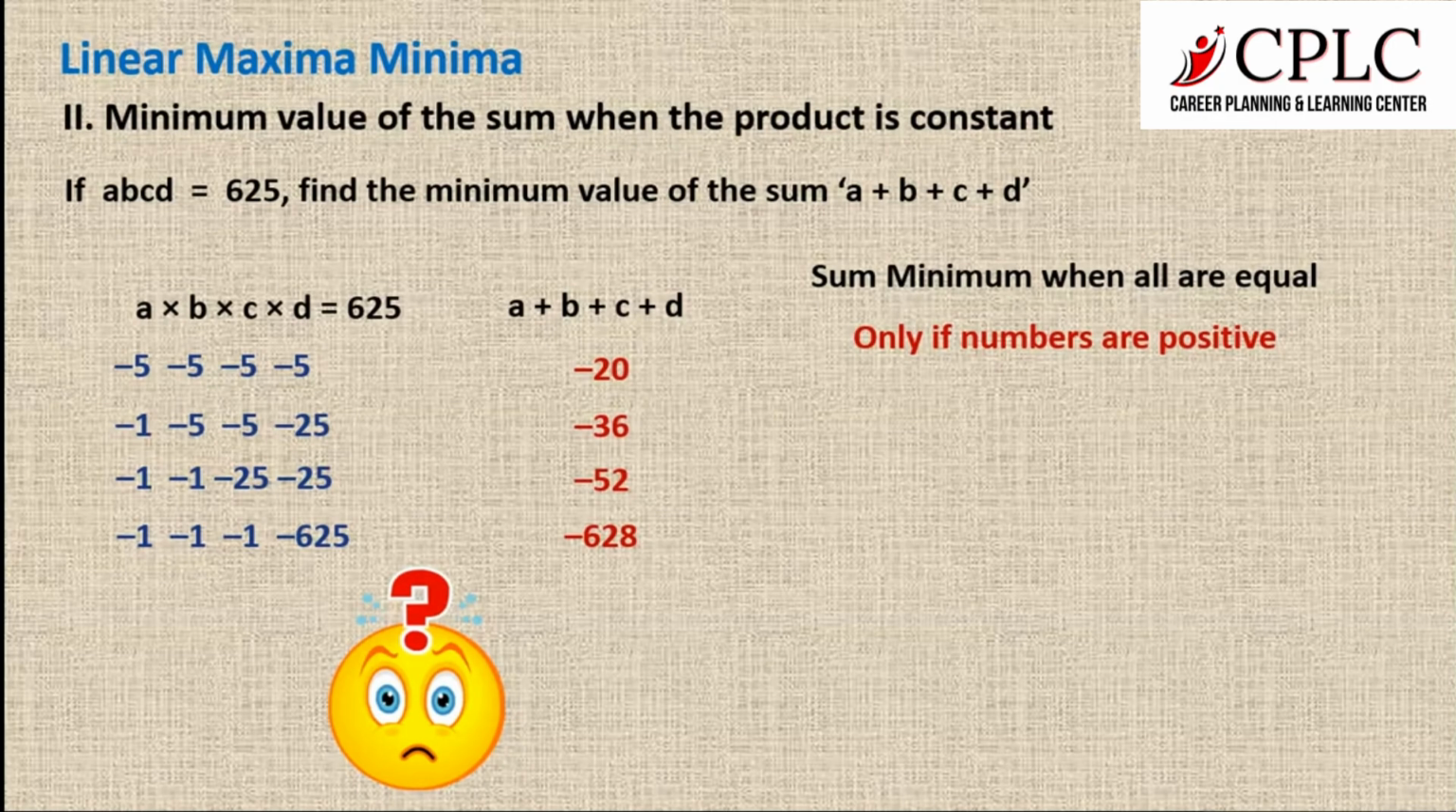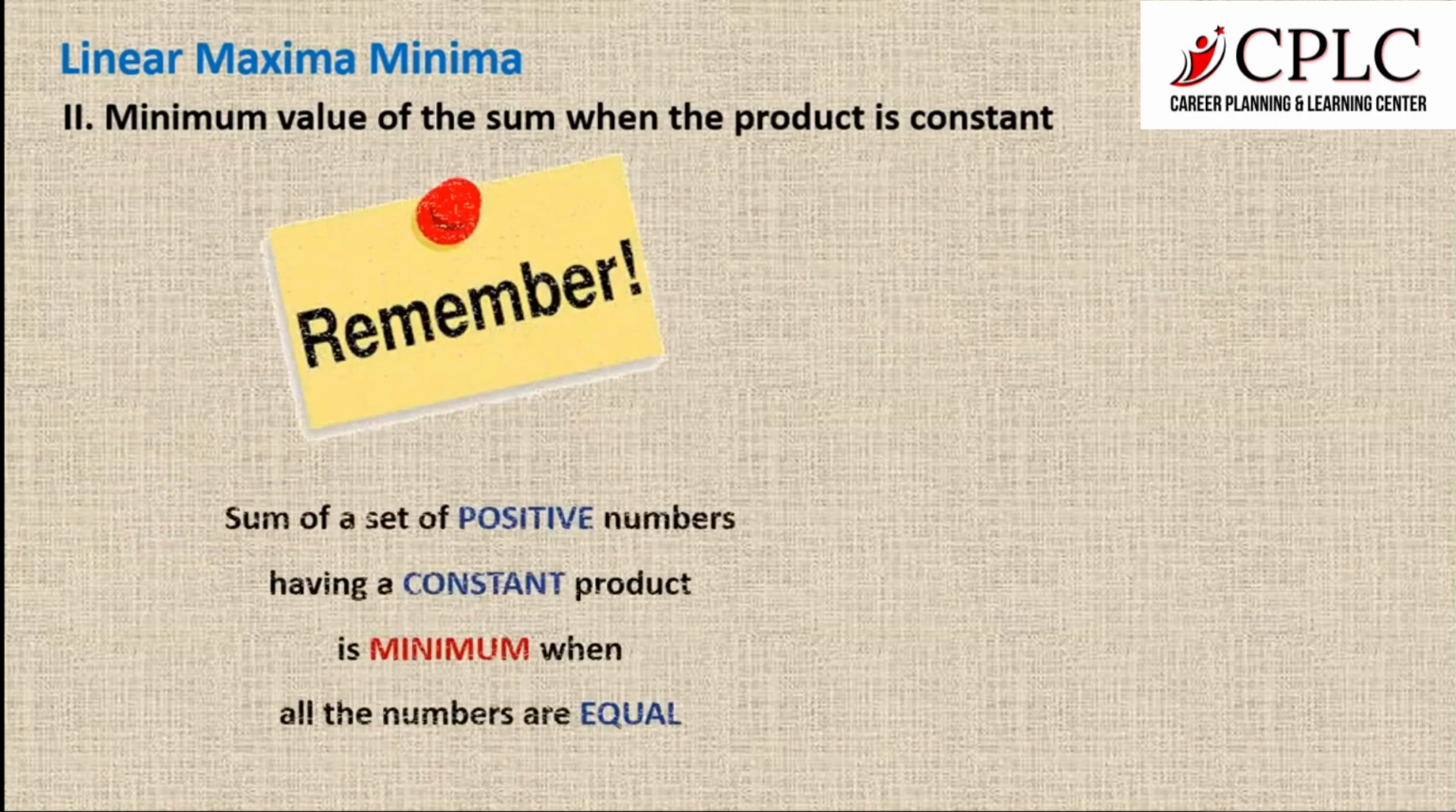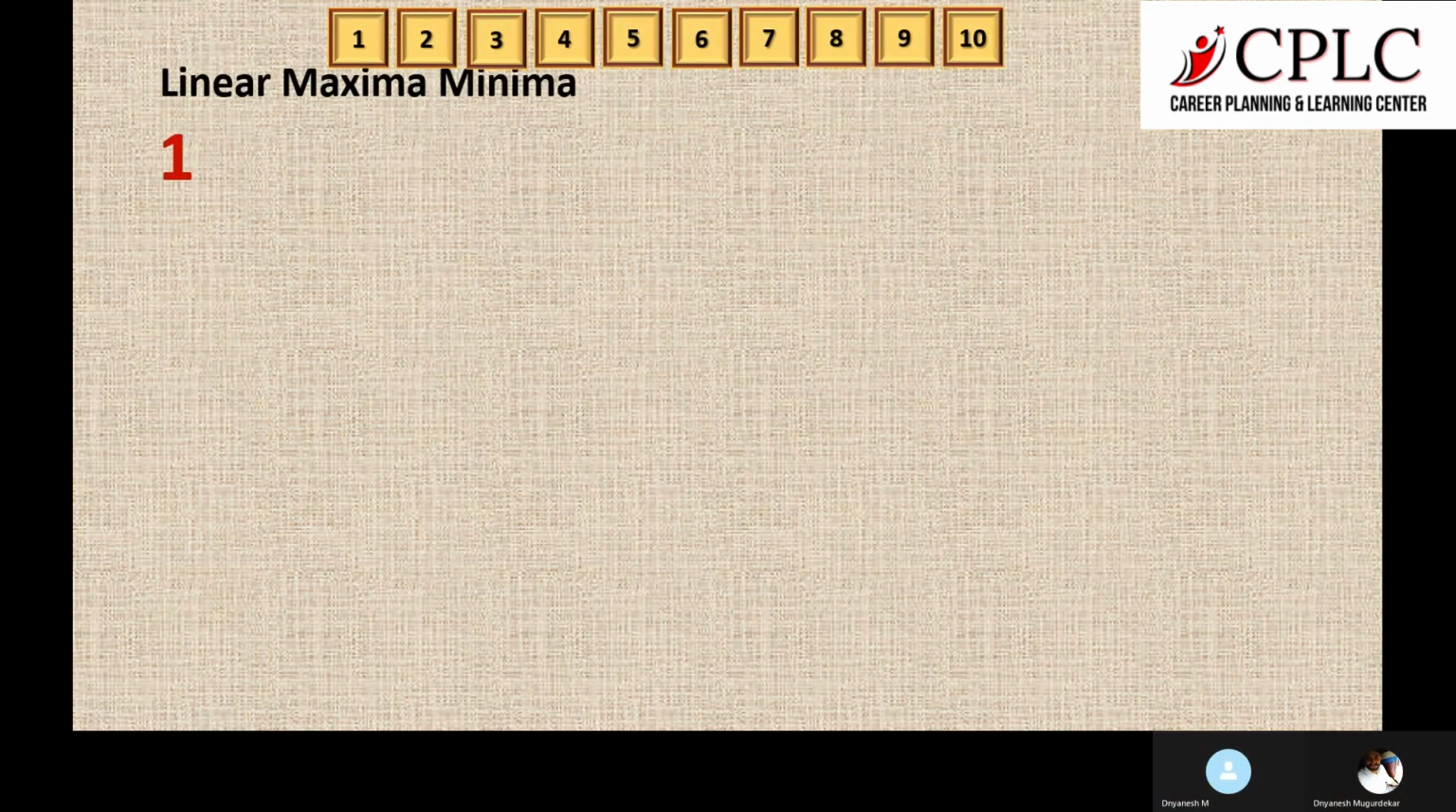So, official statement coming up one more time. The sum of a set of positive numbers having a constant product is minimum when all the numbers are equal. These are the two rules you are going to remember, which will help you simplify the questions. So two simple rules we have learned. Mostly questions are based on exactly the same idea, and then there will be some add-ons at the end part of the topic.